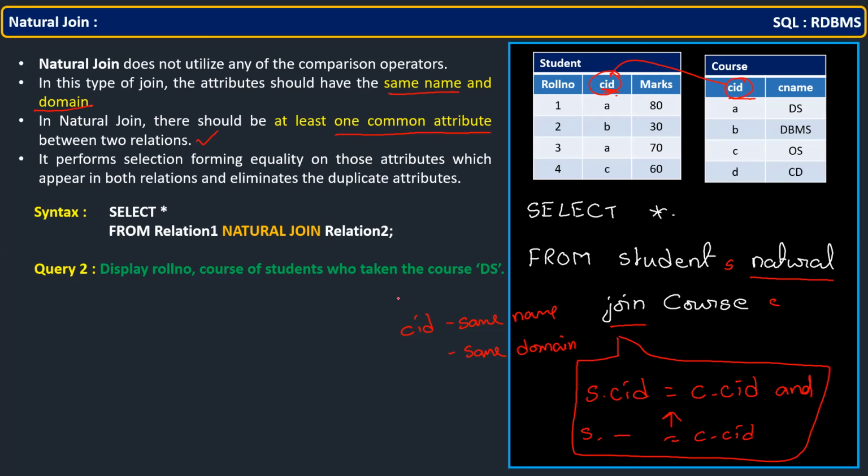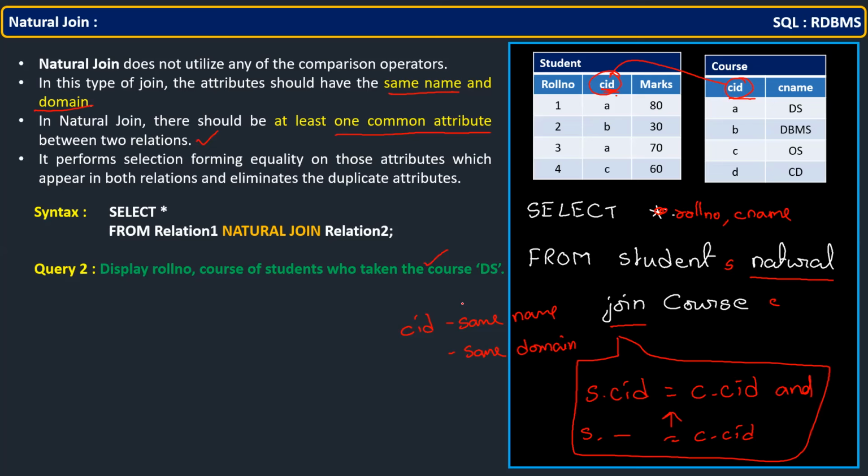So hope whatever is being asked here is clear. Here you can simply put roll number, comma, course. Course of a student, that means course name, C name. That's it, right? It will automatically put the condition internally on the common columns, that is CID, in both the tables.